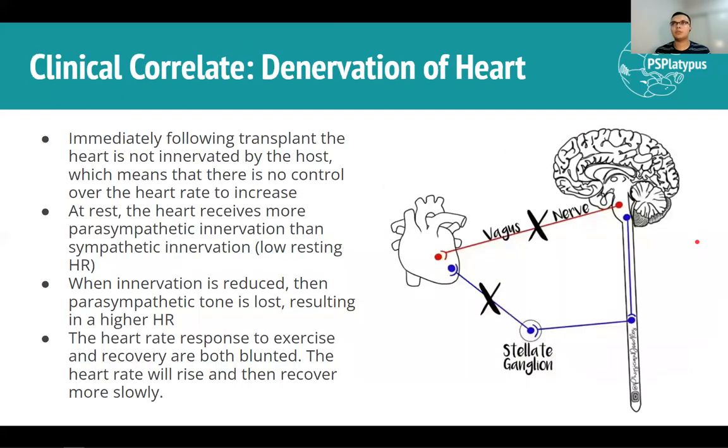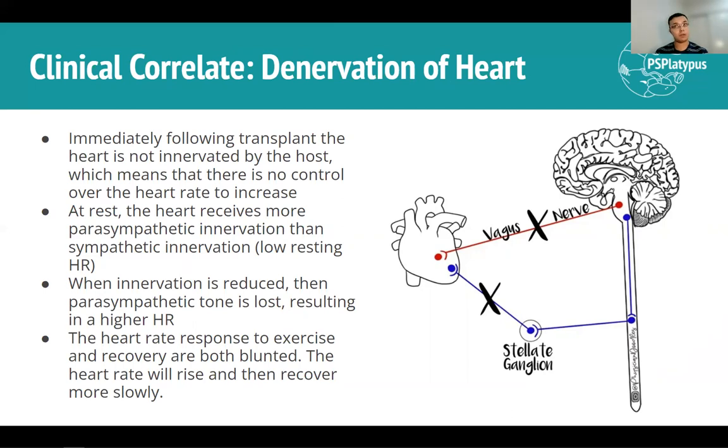All right, now we come to the actual clinical correlate. So as you know, when you have a heart transplant, you have to remove the heart from the donor and put it into the recipient. And in doing so, you would have severed all of the innervation that was associated with it. So immediately following a heart transplant, the heart's no longer innervated by the host, which means that they lose that autonomic control over the heart rate.